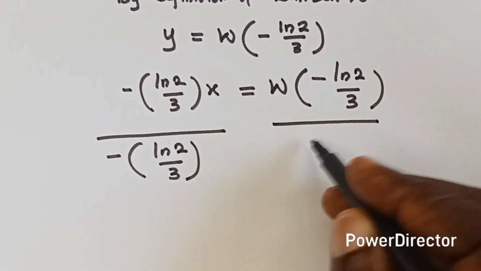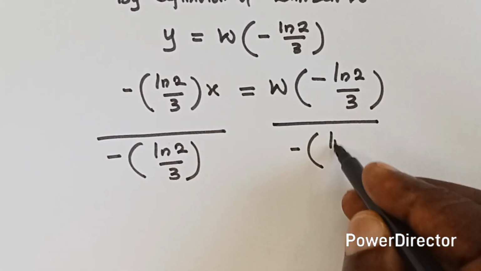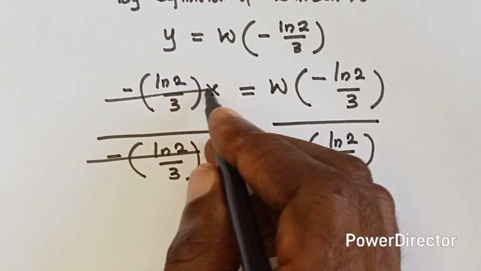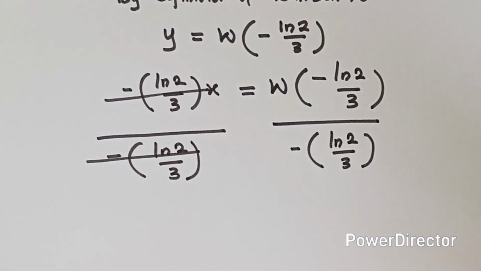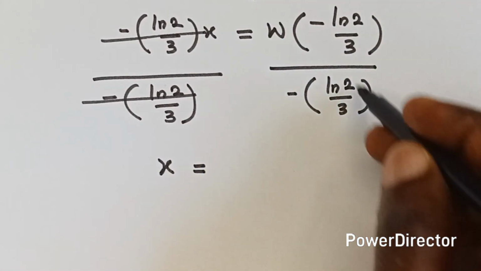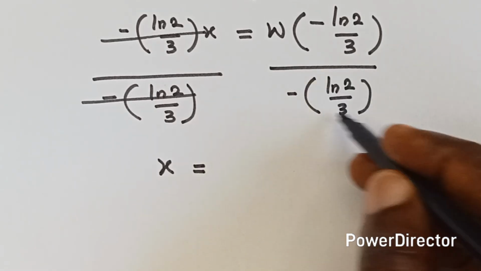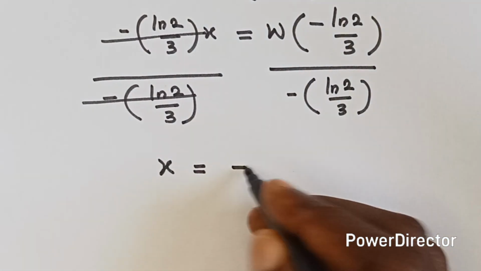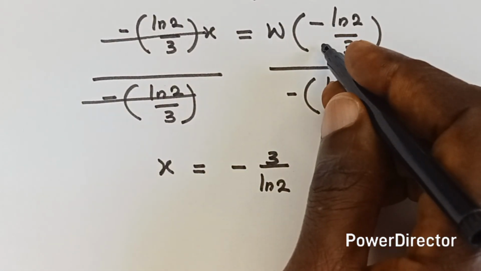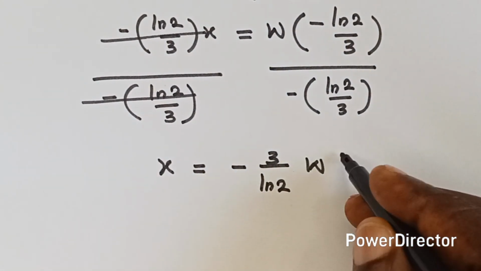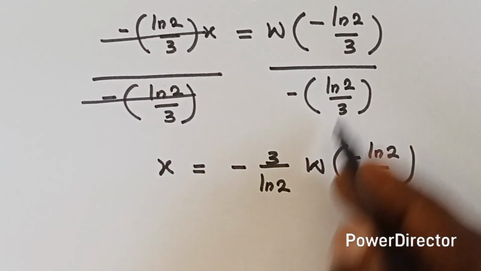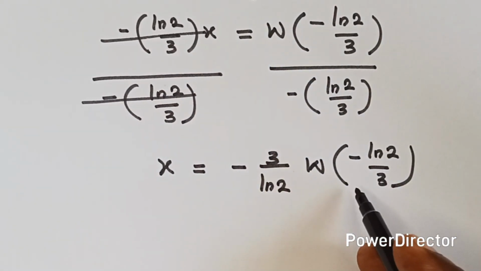Okay, so we also divide this side by minus ln 2 over 3. So minus ln 2 over 3 cancels minus ln 2 over 3, and we have only x. So we have x equals, now you can bring this up, it's division. By the time it comes up, it becomes minus 3 over ln 2, then multiplied by the whole of this, W, then minus ln 2 over 3. Okay, so this is the same thing as this.